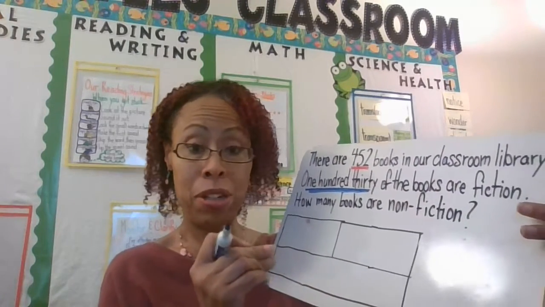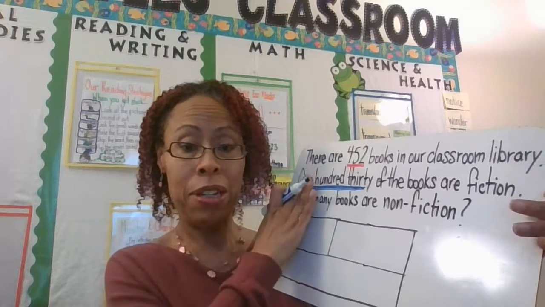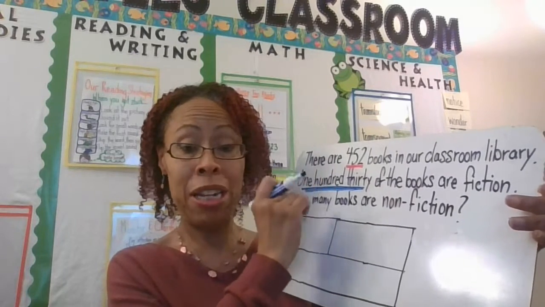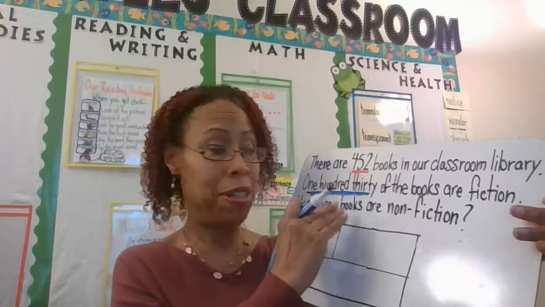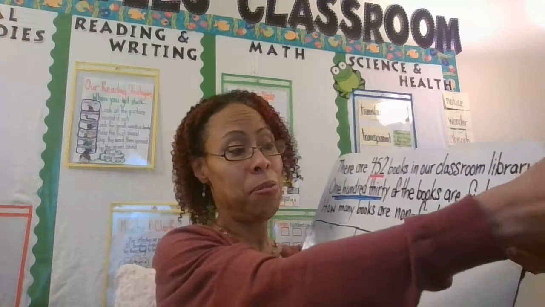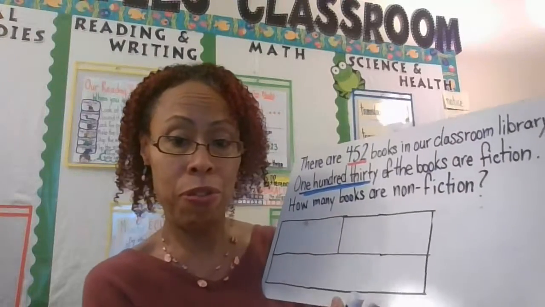Now, in the problem that you have today, a number is written in digit form. Normally, we don't start a sentence with digits, so that's why this is written in number form.